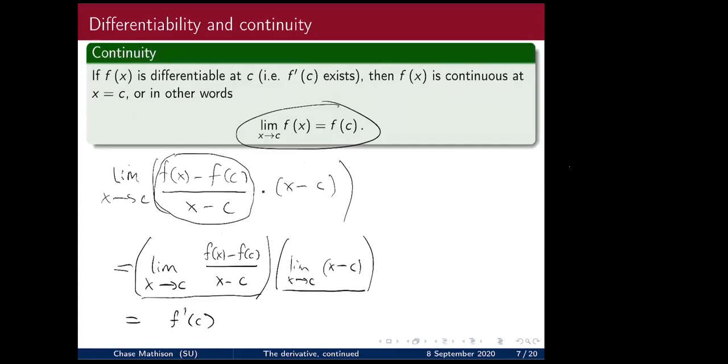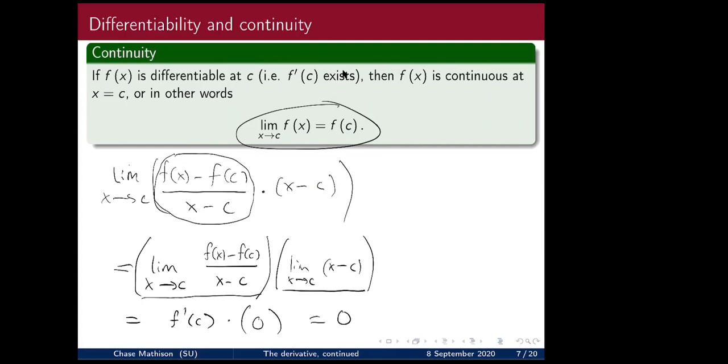So graphically, this is also x minus c, that's just a polynomial, so that's continuous, right? So we can say that as x approaches c, x minus c, you can just plug in there because that's just a polynomial. So when we plug in c, we're going to get 0 there. So I'm going to get f prime of c times 0. But what is f prime of c times 0? 0. Okay.